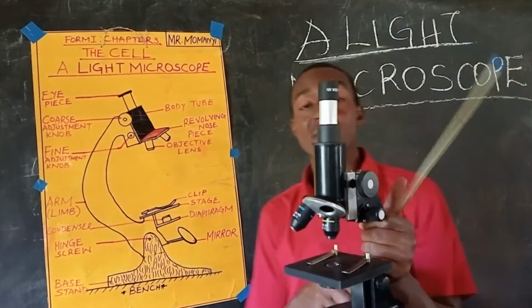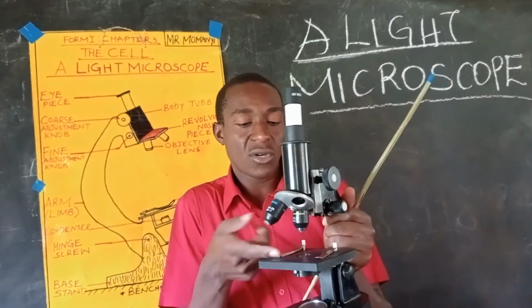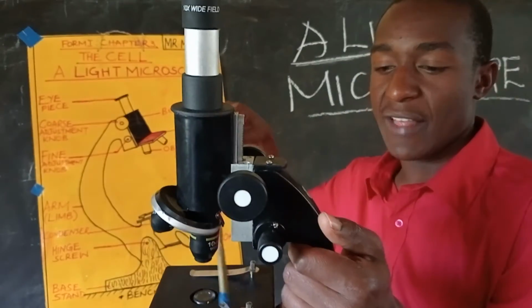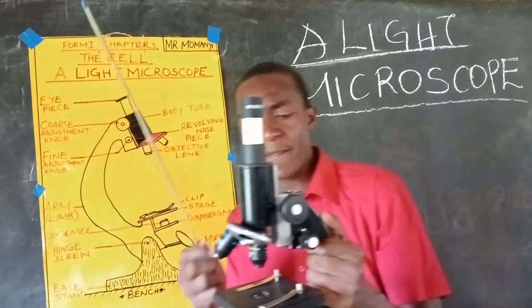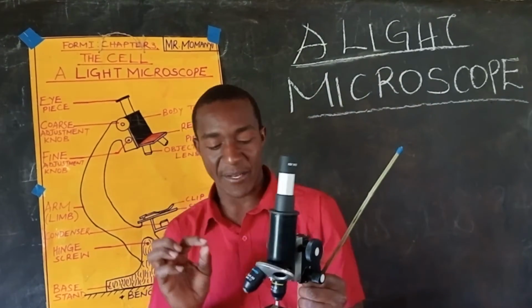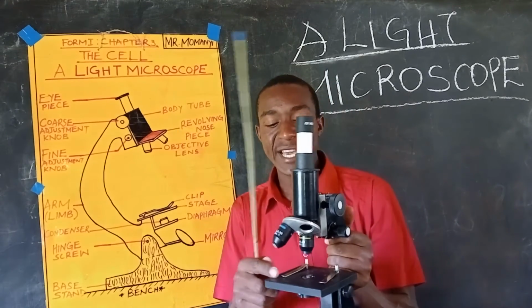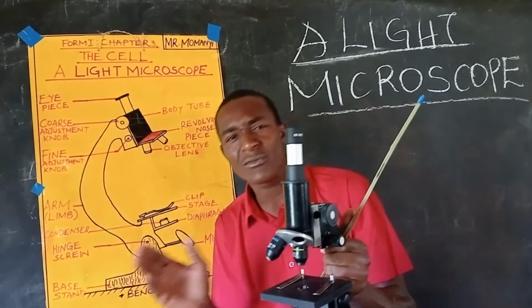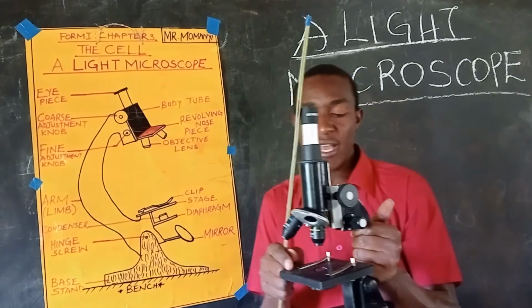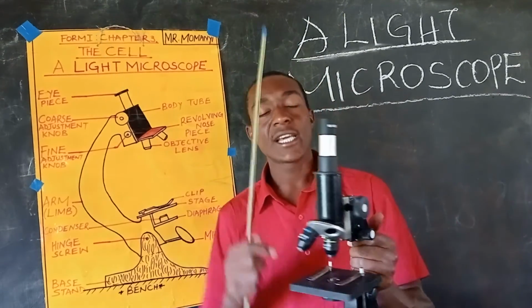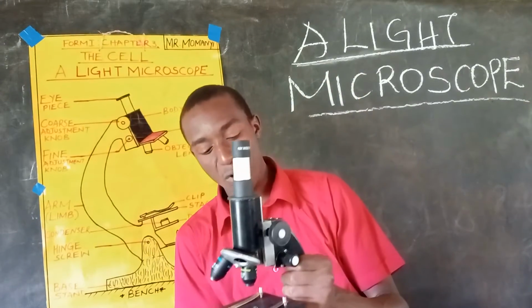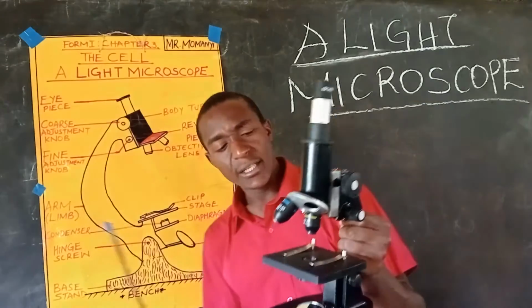And again, because I've talked about the clips that are found on the stage, these clips are a pair. There's one on this end and the other one on the other side. They are the ones that hold the slide. The slide is the one that carries the specimen. So the slide will be held in position so that it doesn't move and cause inconvenience when you're observing a specimen. The work of this pair of clips is to hold the specimen on the slide in position for proper observation.